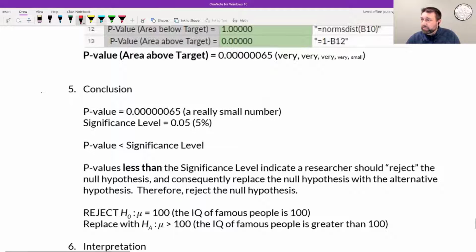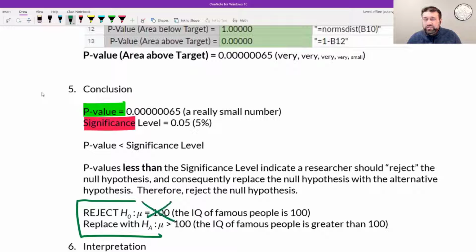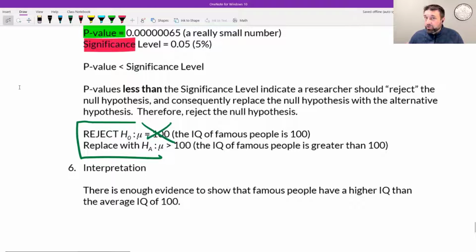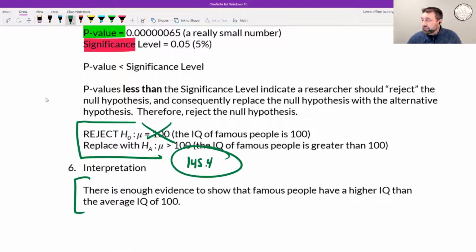And since our p-value is so much lower than the significance value, that is good for us. That means we get to reject the null that celebrities have an IQ close to 100, and we get to replace it with our alternative hypothesis. There's enough evidence to show that famous people have higher IQ than the average IQ of 100.